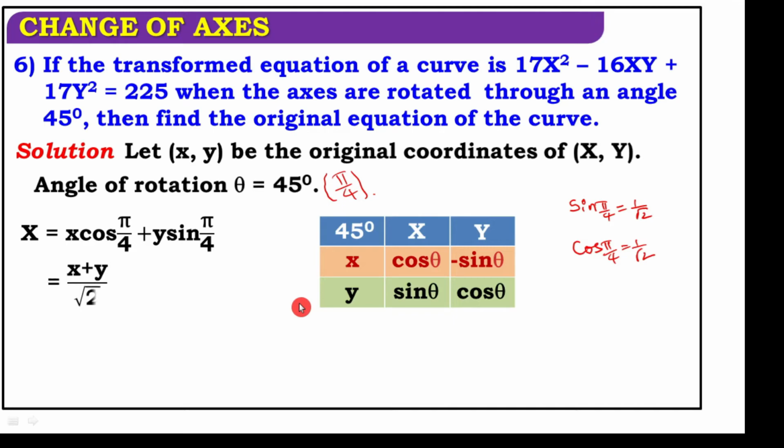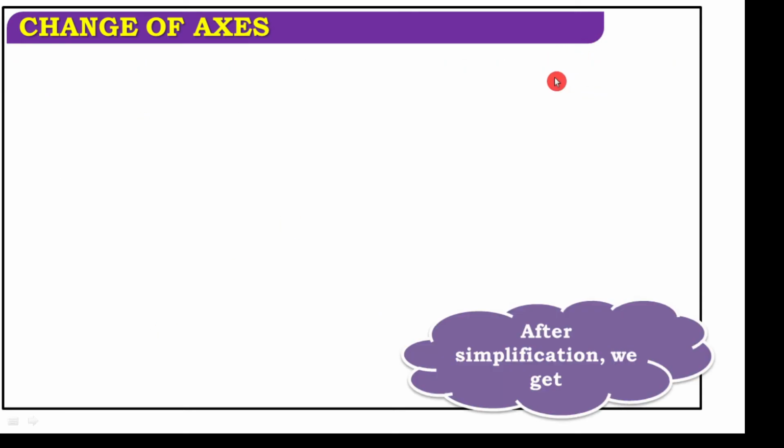So if you substitute theta is pi by 4, cos pi by 4 plus sin pi by 4, both are 1 by root 2. So X equals x plus y by root 2. These are the values of capital X. Like that, capital Y equals, we can write first y cos theta minus x sin theta, minus this is there, so we are writing minus after. So cos pi by 4, sin pi by 4, both are 1 by root 2. So this becomes y minus x by root 2. So these are the values of x and y we have to write in the given equation.